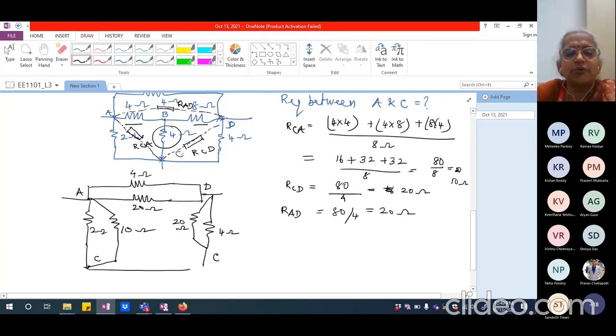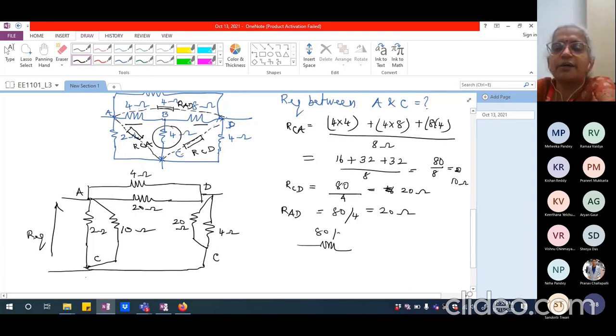Okay, so these two are now connected together. And what is being asked is, what is the R equivalent between A and C? So first of all, let me talk about the parallel combination of these two. This will be 20 multiplied by 4 divided by 24, so 80 by 24. So this is going to be 80 divided by 24 ohms. And here I'm going to have 20 multiplied by 4 divided by 24 again. So this is also going to be 80 divided by 24 ohms.